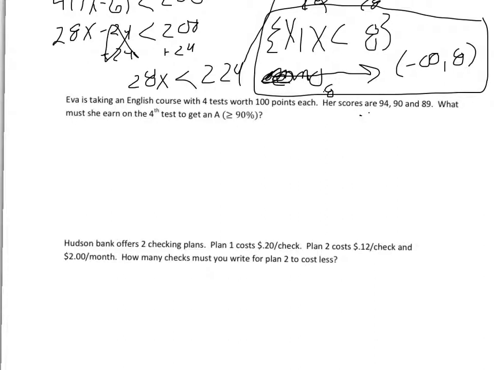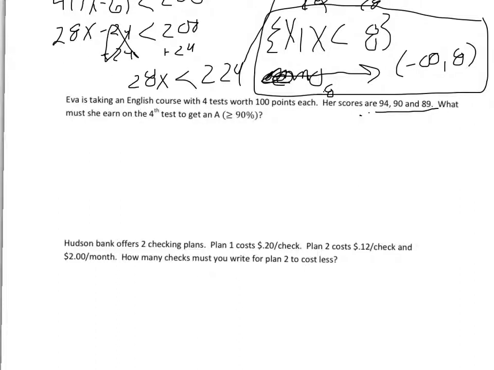Okay. So next two, we got a couple story problems. So we have this. Ava's taking an English course with 4 tests worth 100 points. Her scores are 94, 90, and 89. So these are her 3 scores. She asks, what must she earn on the 4th exam to get an A, so an average of greater than 90%. So we want the average of the 4 exam scores to be greater than 90.